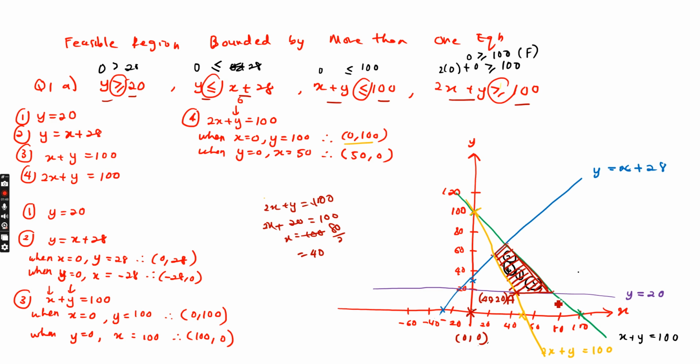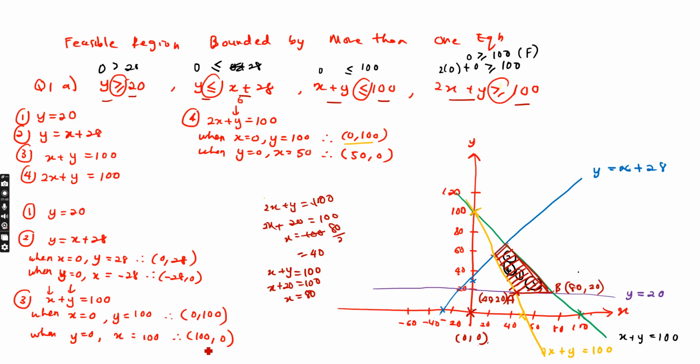Okay, and then we have point B, this point. First of all, you already know the value of y, which is 20 here, right? Because it involves the purple line and the green line. Okay, so for the green line, in order to find the value of x, use the equation of the green line, which is x plus y equal to 100. So when y is 20, your x is equal to 80. So here you get 80, 20.